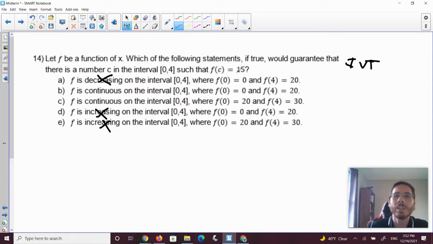Since we want 15, we want to see what 15 would be between. 0 and 20 would be okay. Between 20 and 30 would not be okay, because 15 is not between those. So we're going to pick B for that one. So I like that one too. That's a pretty interesting way to ask about the intermediate value theorem. So I like that one that the author made for this one.